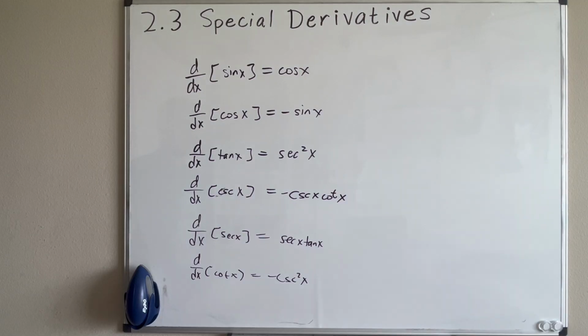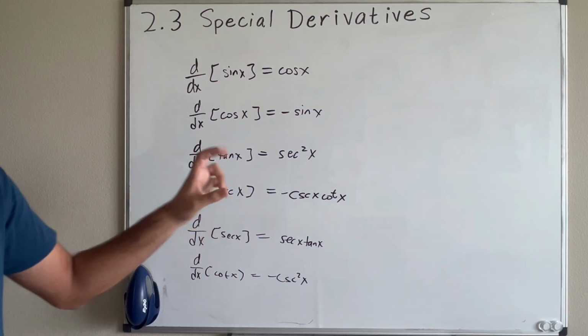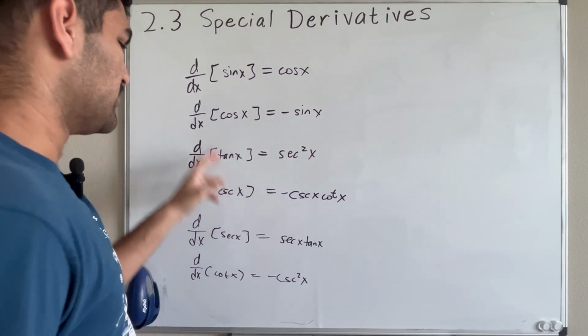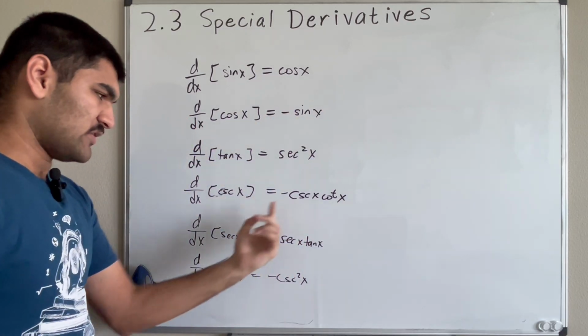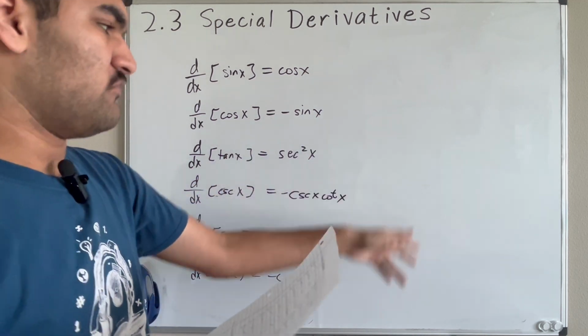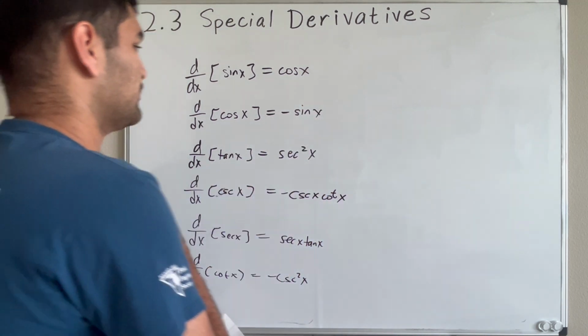And that actually goes for all the functions starting with co, for example cosine, which has a negative out front. So whenever you have a co-function, you always have to put a negative. This is also true when you get into the derivatives of inverse trig functions, which we will do next.